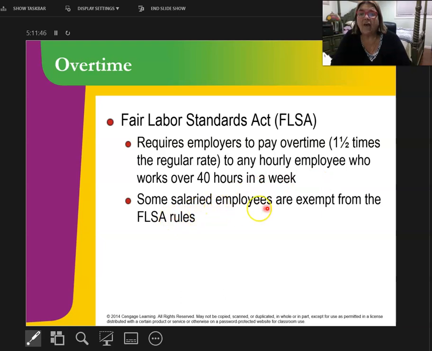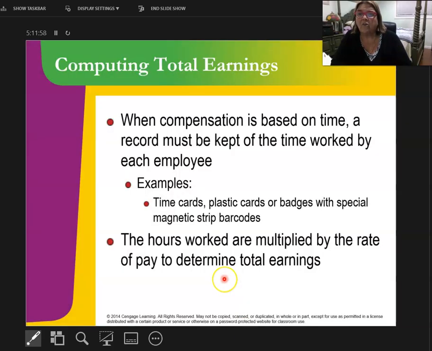Some salaried employees are exempt from this. So some salaries, meaning that I'm paid monthly or biweekly, that type of thing, would be exempt from that. The first thing we're going to figure out here is how to calculate your earnings. If I'm doing it based upon time, hourly, there's got to be some mechanism to keep track of the time. Most companies will have time cards, or they'll have a badge where you clock in, you clock out, and I take the hours worked and multiply by the rate to figure out your total earnings.